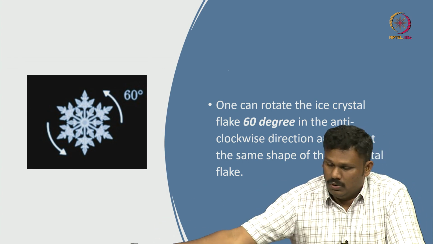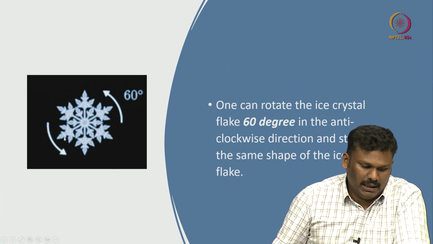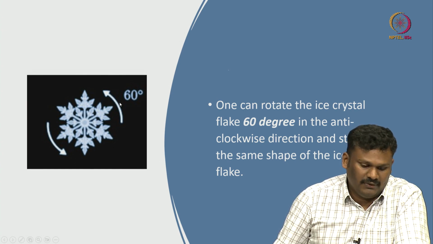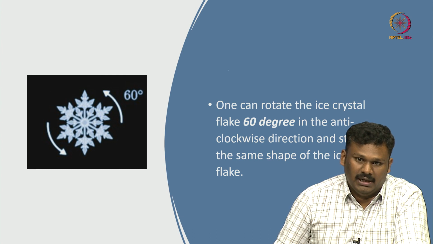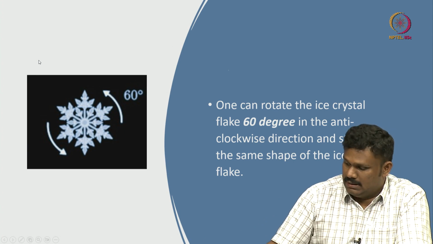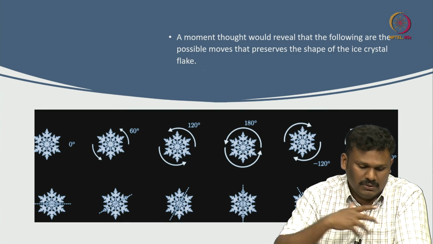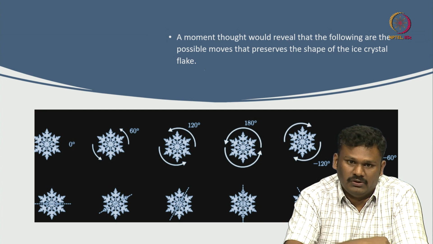But here there is one more interesting symmetry. For example, I can take a line that passes through like this. Now if I reflect with respect to this line, again the shape of this ice crystal flake does not change. I will leave it to you to think about, because it is an easy exercise. If you think about all the possible moves that we can perform on the ice flake that preserve its shape, then you can see that these 12 possibilities are there.